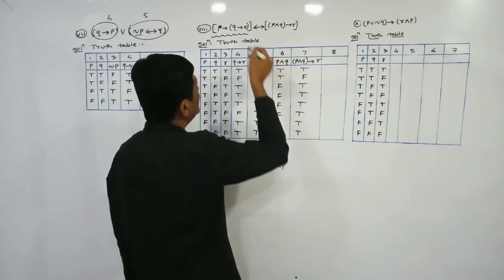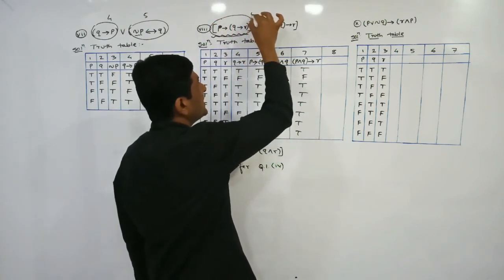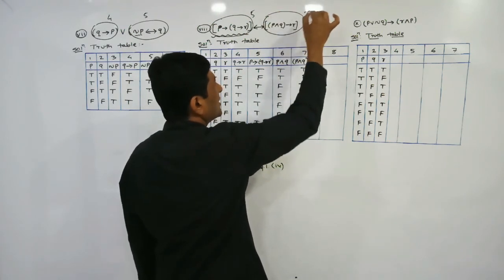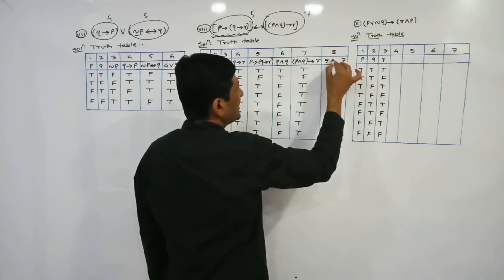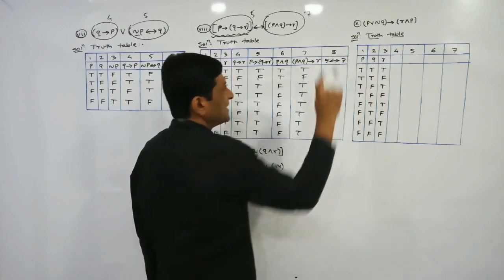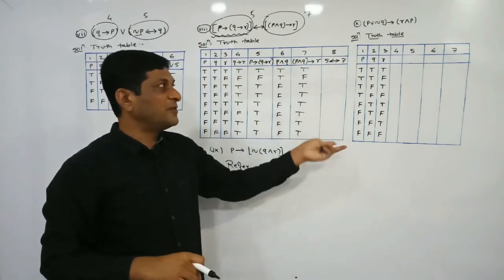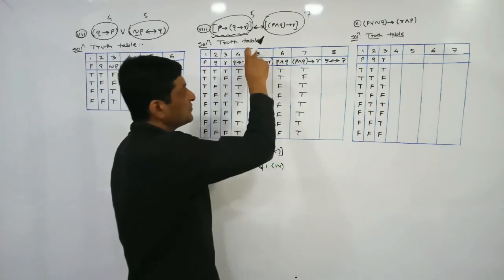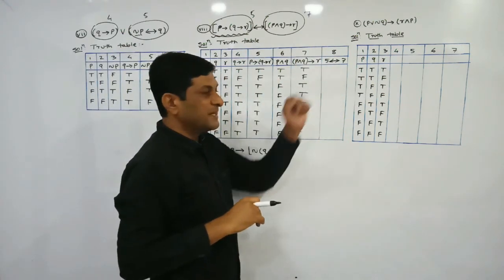Lastly, let us connect these two statements. The truth value of this statement appears in column number 5 and the truth value of this statement appears in column number 7, and we are connecting these two statements by double implication. By what? Double implication. So let us try to find the truth value of 5 double implies 7. So 5 and 7.